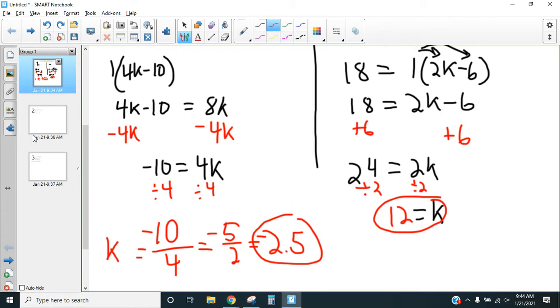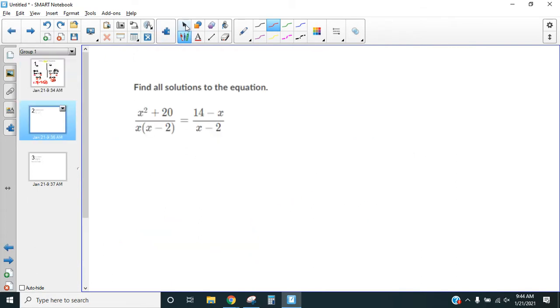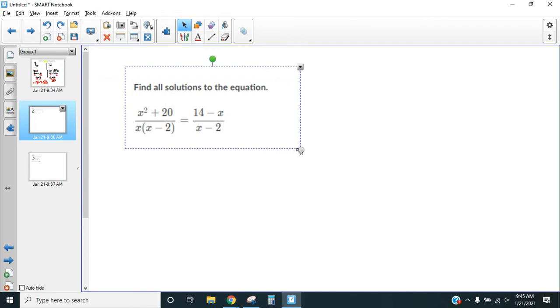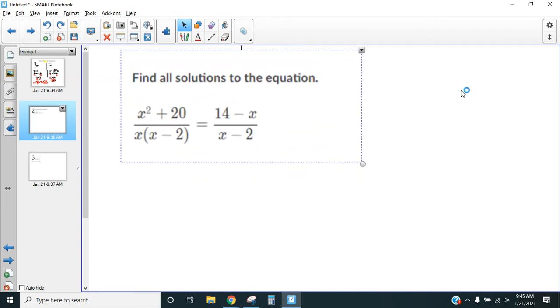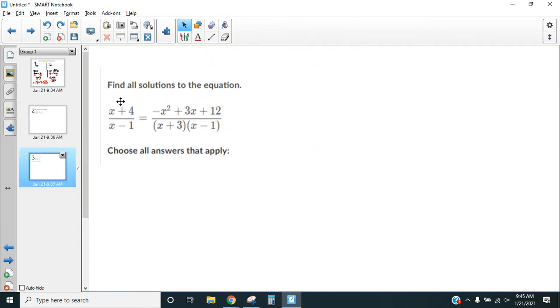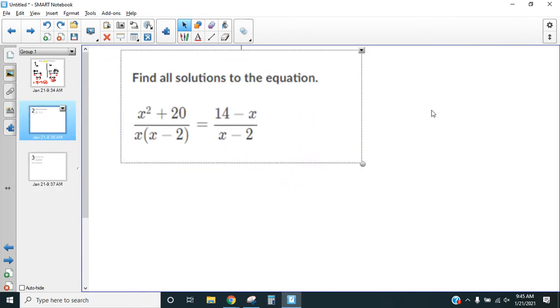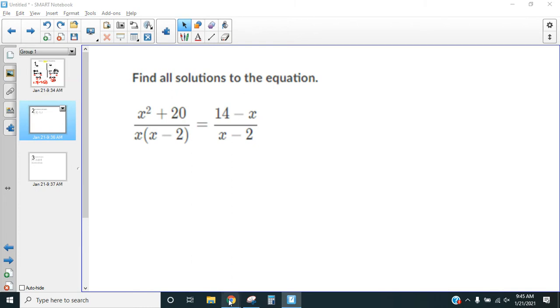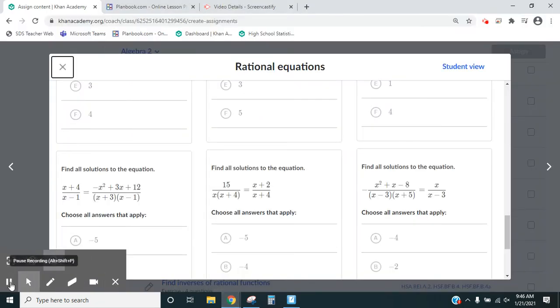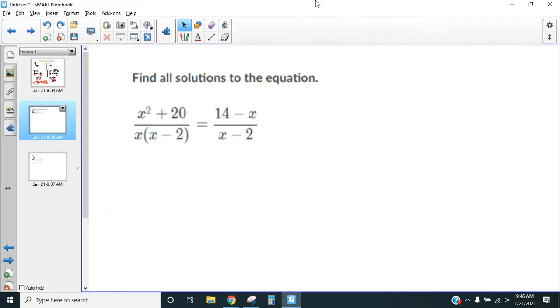Now, let's move on to the ones that aren't intro. Look at this beast of a question. Look at that sucker right there. Oh my goodness. All right, let's write down this one first. Pause to write it down. Let's do this math.